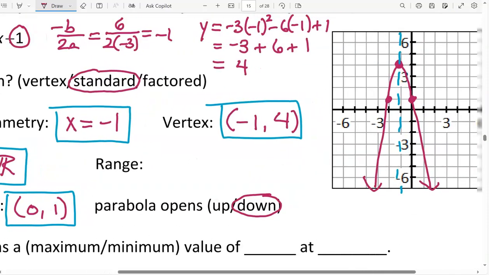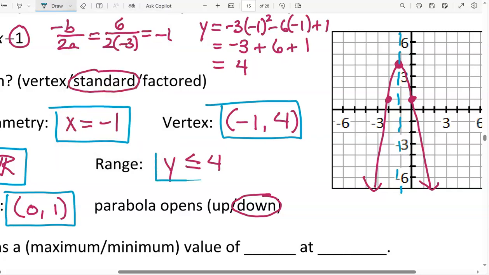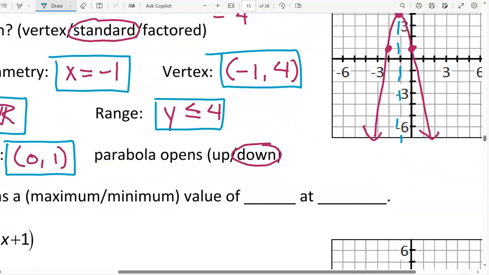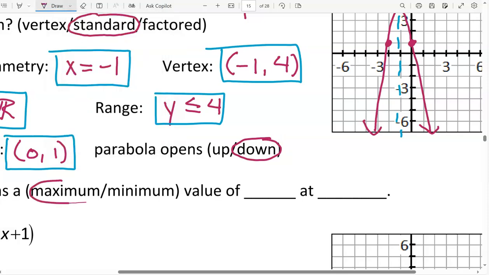The range is the set of all y values. The largest y value is at the vertex, and that's 4. So all other y values are less than 4. So that means that y has to be less than or equal to 4, equal at the vertex. That vertex is a highest value, so that is a maximum value of 4, and that occurs at x equals negative 1.